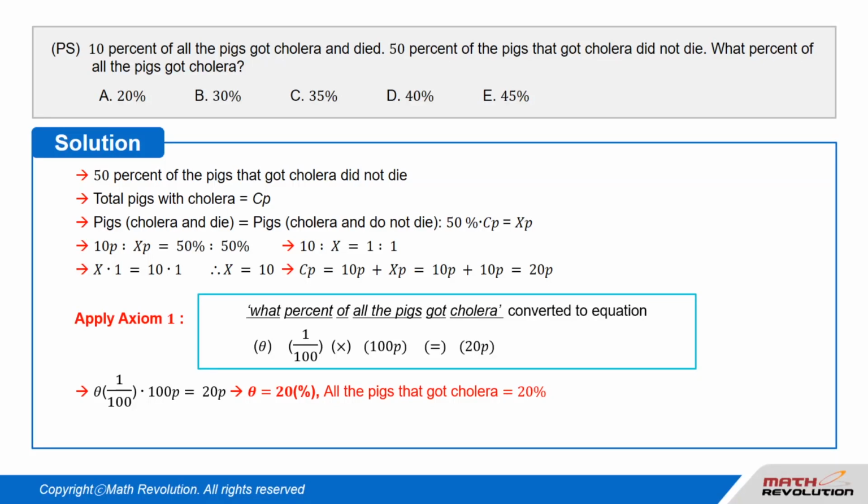Now, what percent of all the pigs got cholera can be translated into theta times 1/100 times 100 times P equal to 20 times P, or theta equal to 20%. So all the pigs that got cholera are 20%. So the correct answer is A. Good! You should practice solving the questions by simplifying like this. Axiom 1 is used here as well, so keep this in mind.